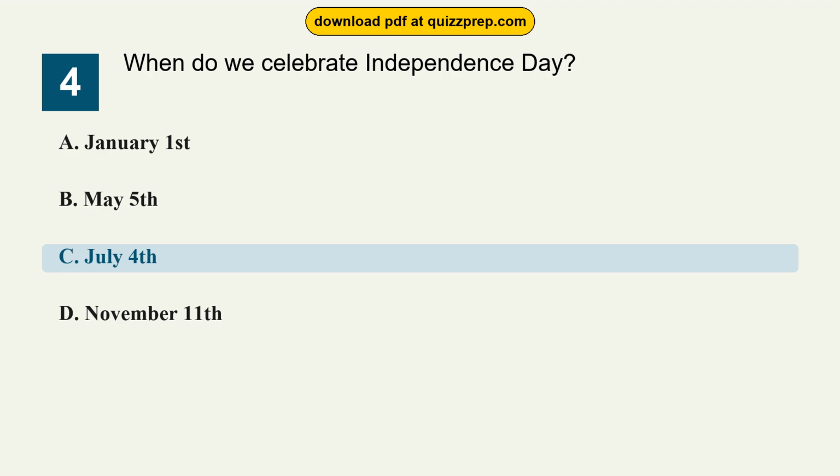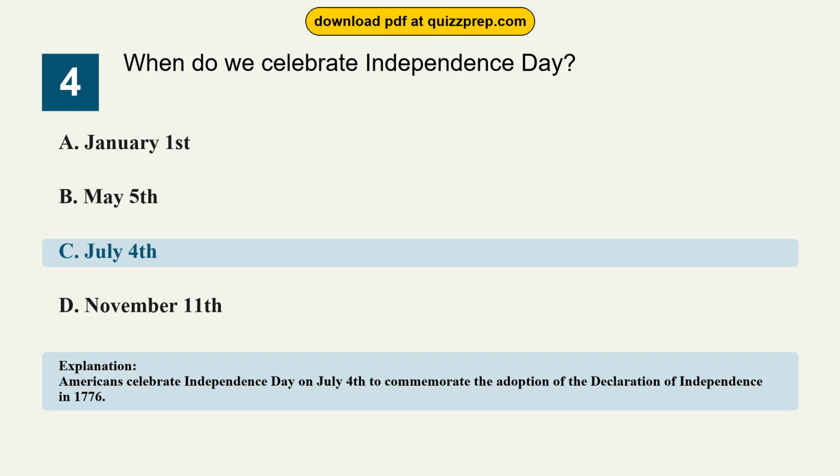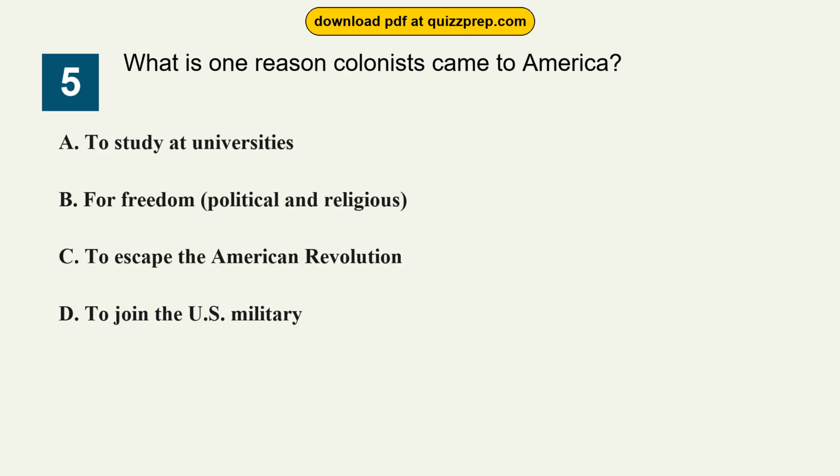July 4th. Americans celebrate Independence Day on July 4th to commemorate the adoption of the Declaration of Independence in 1776. Question 5. What is one reason colonists came to America? Option A. To study at universities. Option B. For freedom, political and religious.